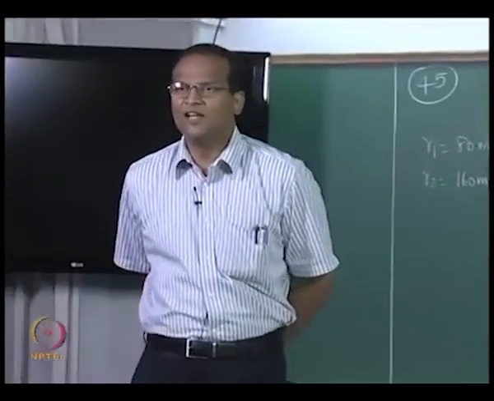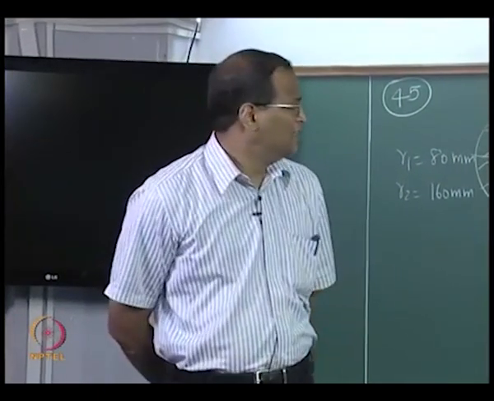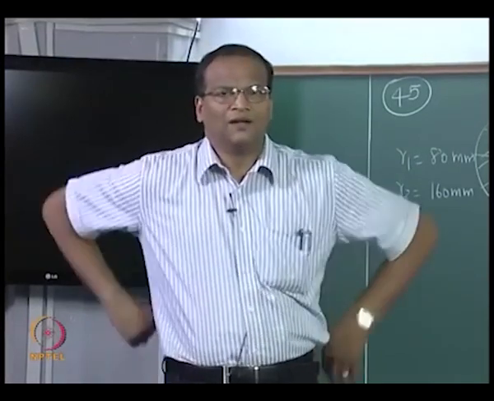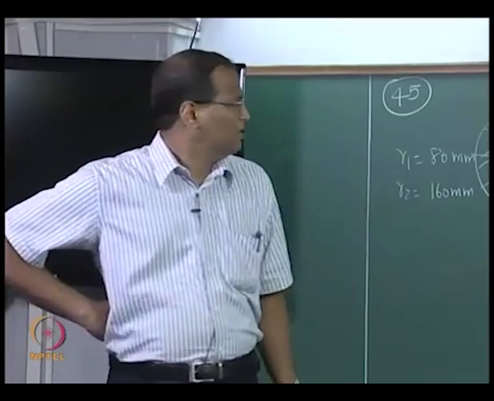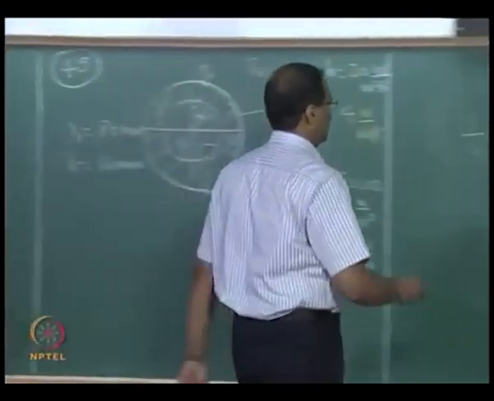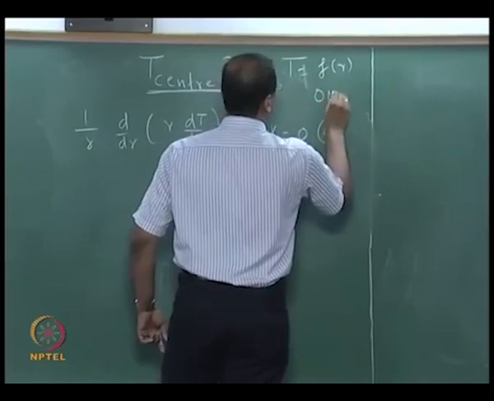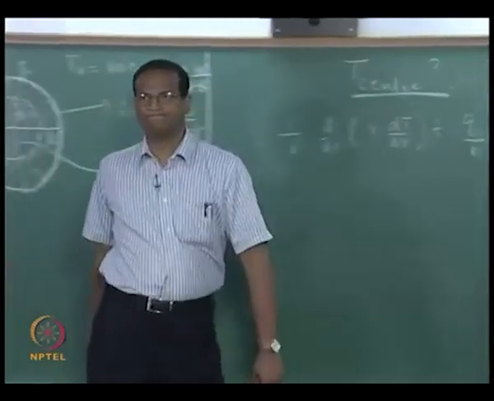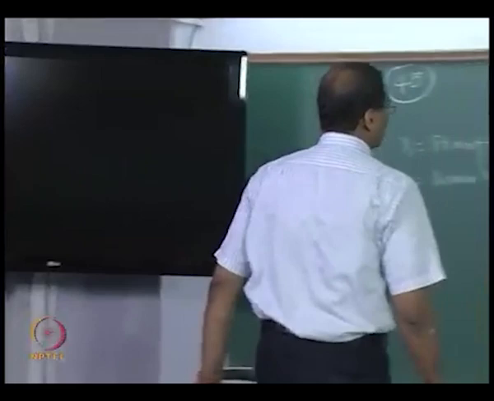You can get the general governing equation and remove all the unnecessary terms. The unnecessary terms are rho Cp dT by d tau, d squared T by dz squared, and d squared T by d theta squared. Those terms are all gone because T is a function of r only. That is the important point. Okay, now we have to get the solution to this.